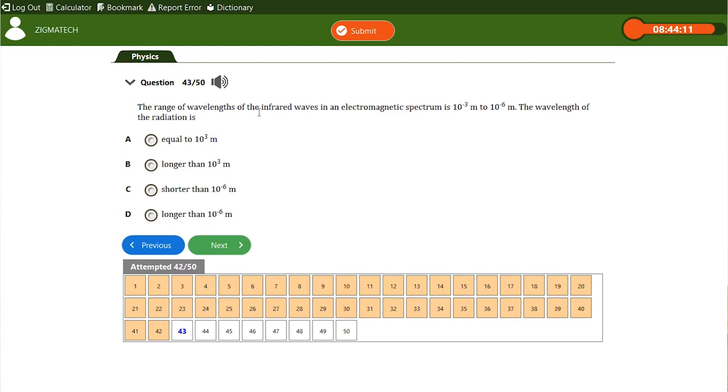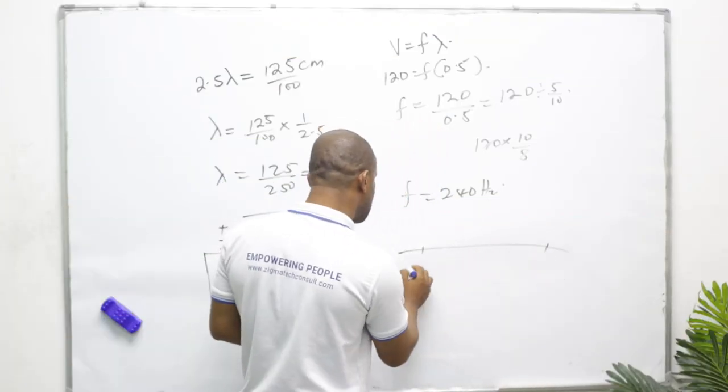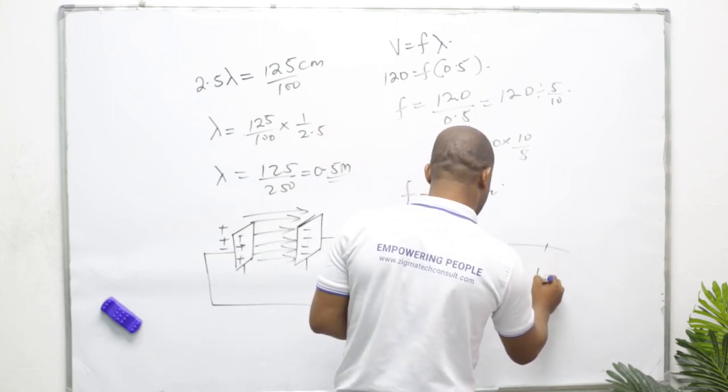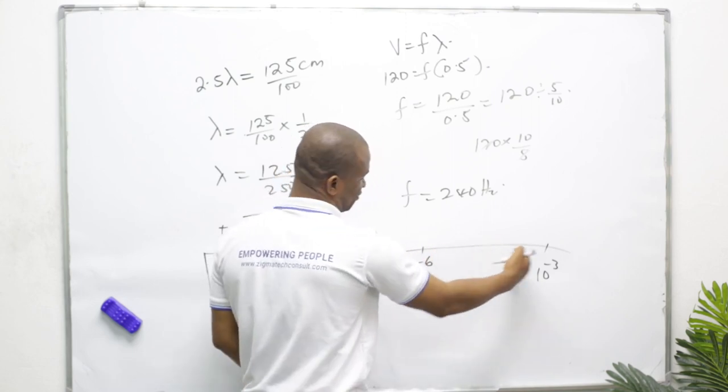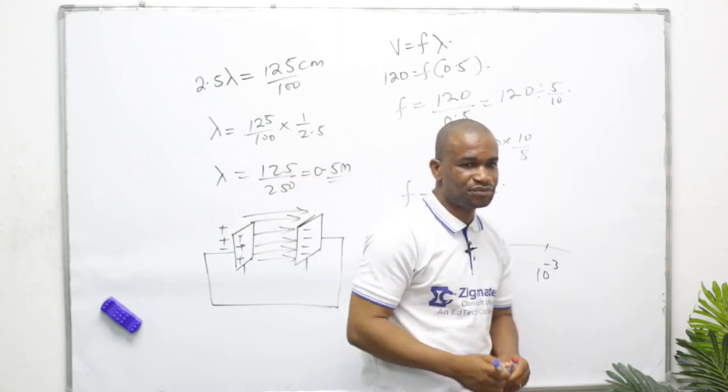The range of wavelength of the infrared wave in the electromagnetic spectrum is 10 raised to the power minus 3 meter to 10 raised to the power minus 6 meter. The wavelength of the radiation is equal to 10 raised to the power 3, not true. Longer than, not true. Shorter than, not. Longer than 10 to the power, yes, because it starts from somewhere to somewhere. The least one is 10 raised to the power minus 6, and the biggest is 10 raised to the power minus 3. So for it to have that wavelength, it must be longer than this. This is the least, it should be bigger, according to the question.